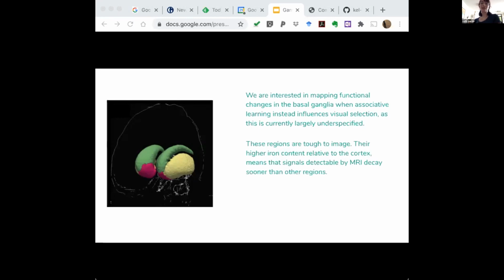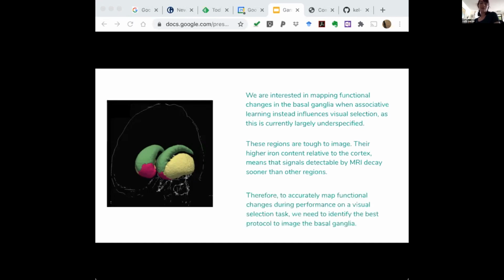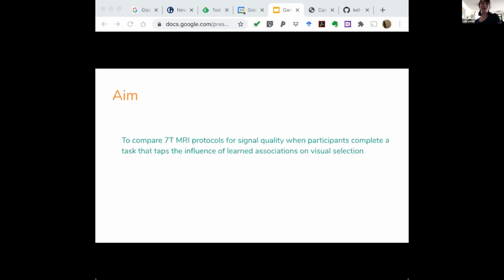However, these regions are tough to image. Their higher iron content relative to the cortex means that signals detectable by MRI decay sooner than other regions. Therefore, to accurately map functional changes during visual selection, we need to identify the best protocol to image the basal ganglia. So that's our aim, which is to compare 70 MRI protocols for signal quality when participants complete a task that taps the influence of learned associations on visual selection.